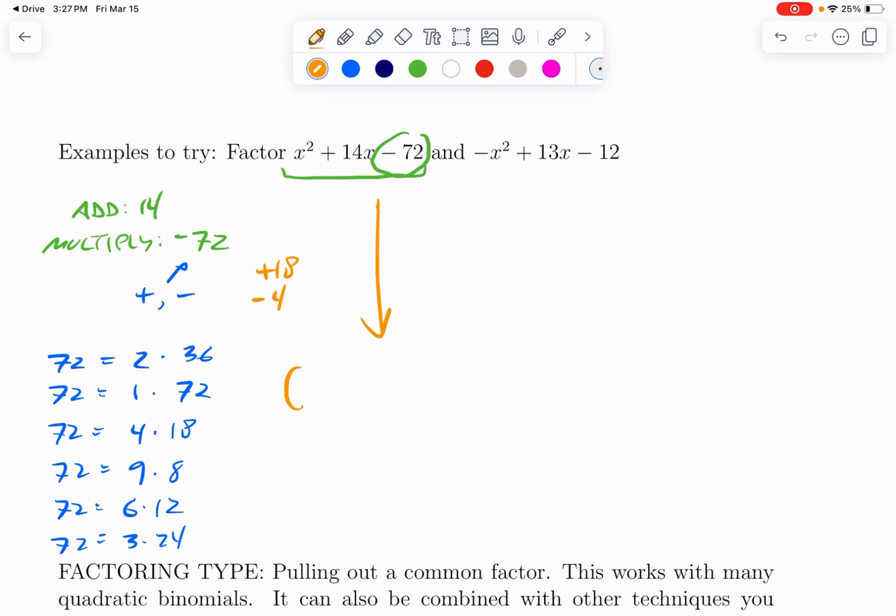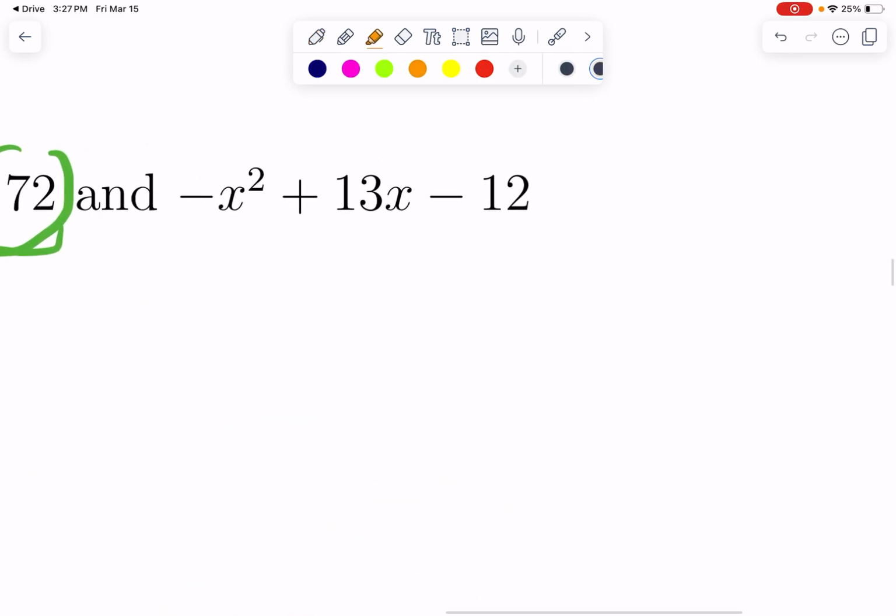So the factorization here is we would have x plus 18, x minus 4. For this second example, I strongly recommend you look at that negative and you just say, I do not like doing this with a negative in front.